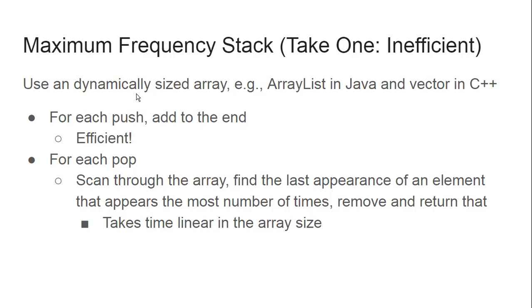So essentially, we'll be scanning backward from the end of the array. We'll be keeping track of 3 pieces of information: the element that appeared the most number of times, the last appearance, which is actually the first we will see of that, and also which element it is. This will take time linear in the array size because we need to scan through the whole array in order to decide which one is the most frequent. So that's not efficient enough.